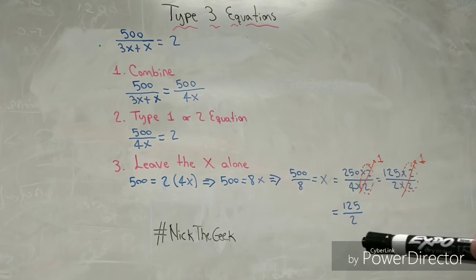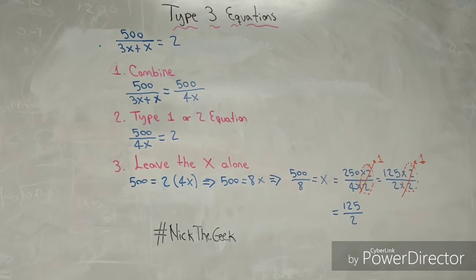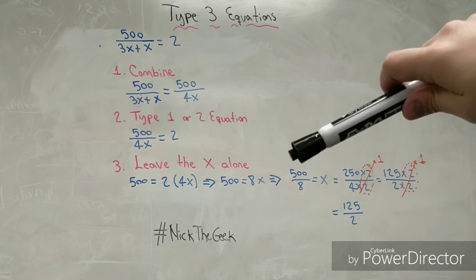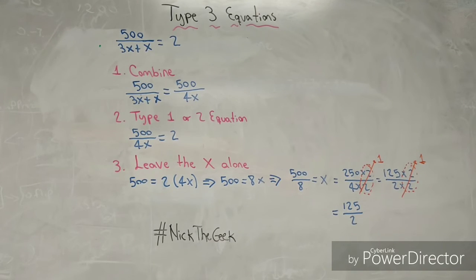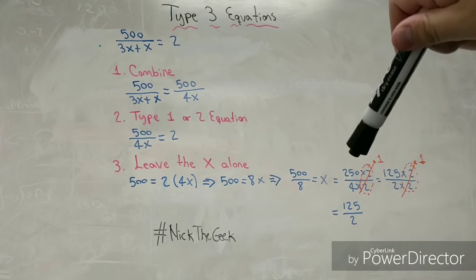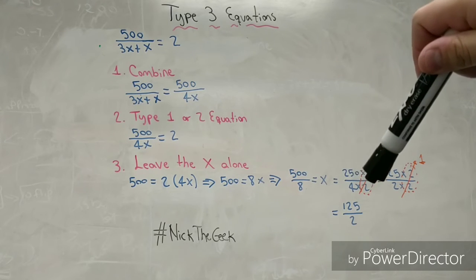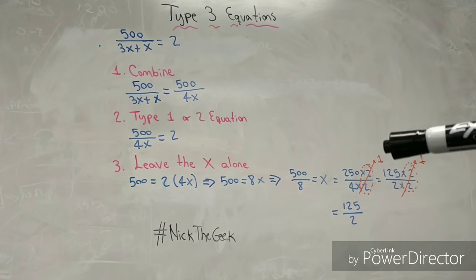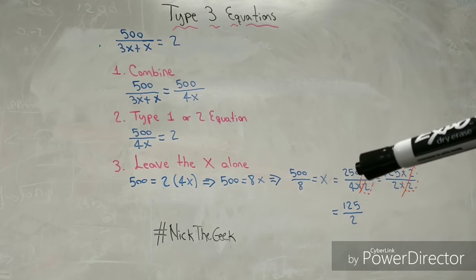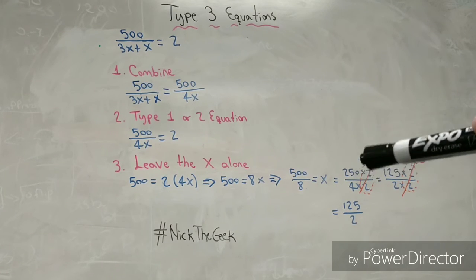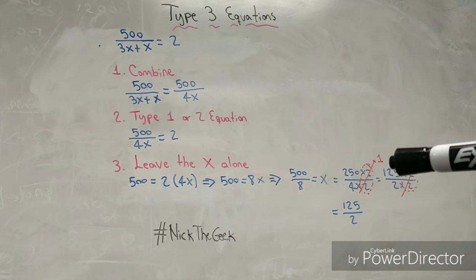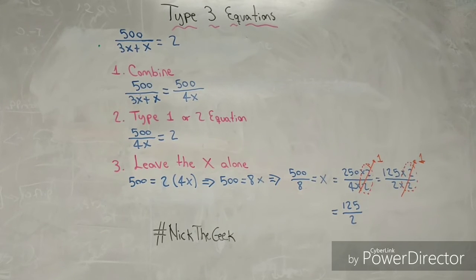And we can reduce this number because both are even numbers. So both can be written as a number multiplied times 2. In this case, 250 multiplied times 2 and 4 times 2. The result would be 250 divided by 4. But again, we can keep reducing this, and the result will be 125 divided by 2. Well guys, that's type 3 equations at a glance.